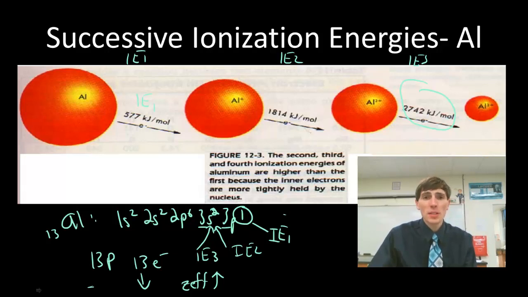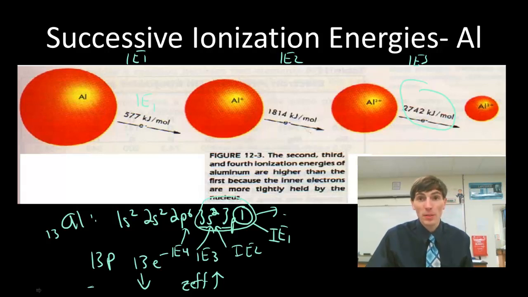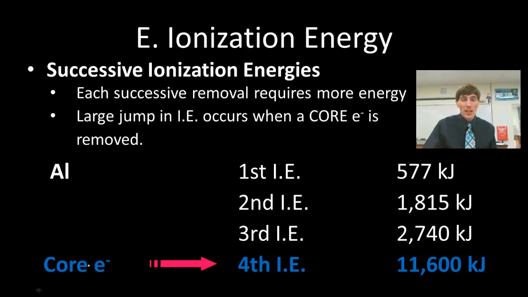But what happens is that when I clear out this outermost shell, remember aluminum wants to get to 8. It has 3. So it could lose 3 or gain 5. Well, it's going to lose those 3, and when it does that, and I want to come in for IE4, what do you think is going to happen to the amount of energy needed? It's going to go way up. Okay, so that fourth one is around 11,600.